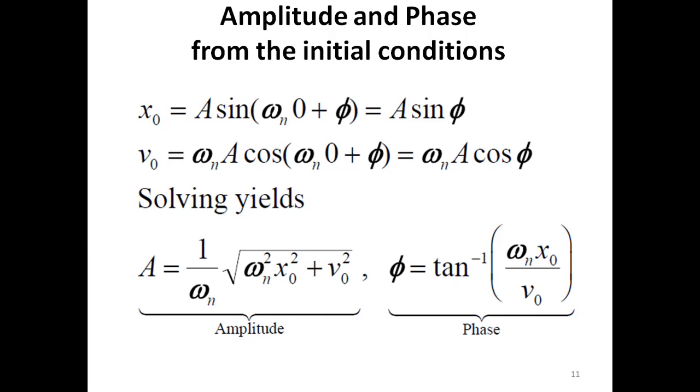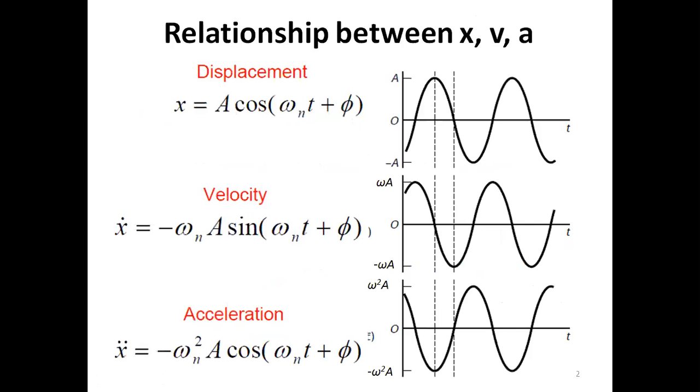So once the initial conditions are known or given, or from the displacement plot or velocity plot, we could find these values. Then with these equations, it is very easy to find the amplitude and phase for the vibration of the system.